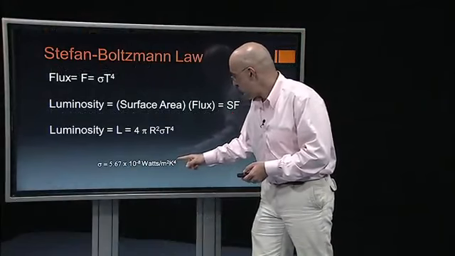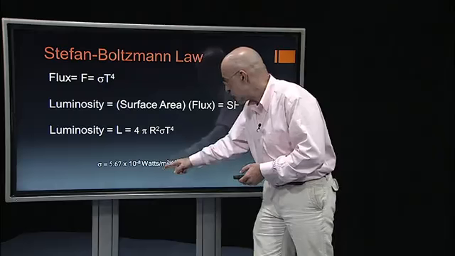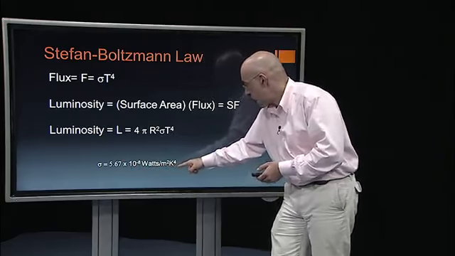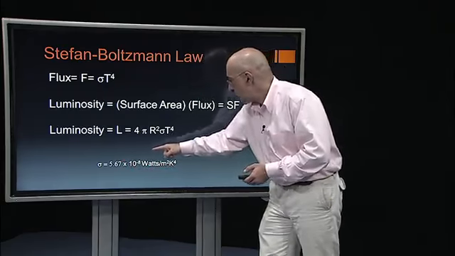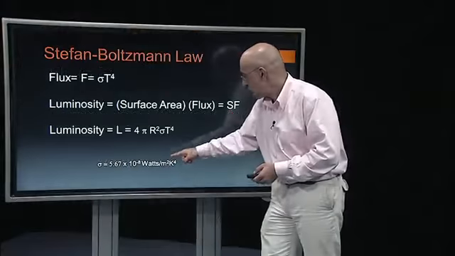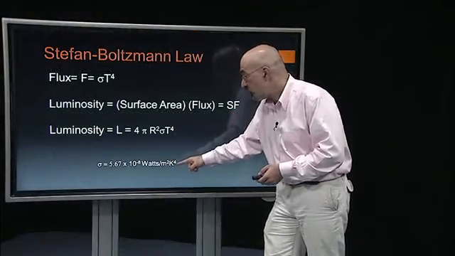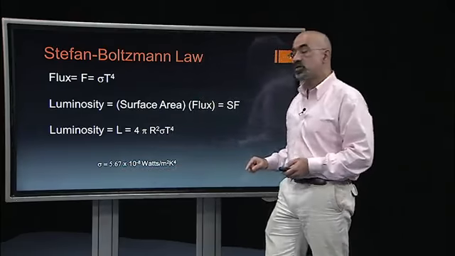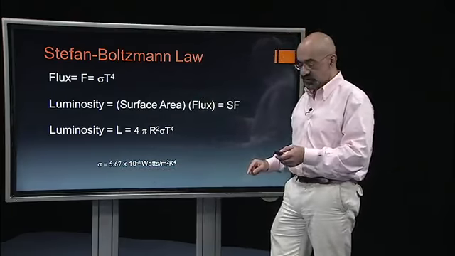Just notice, before we go further, something about constants. You'll notice the constant is in units of watts per meter squared per Kelvin to the 4th power. If I want to compute the luminosity of the Sun, I need to stick in its radius in meters and its temperature in Kelvin if I want to use this equation with the constant expressed this way.